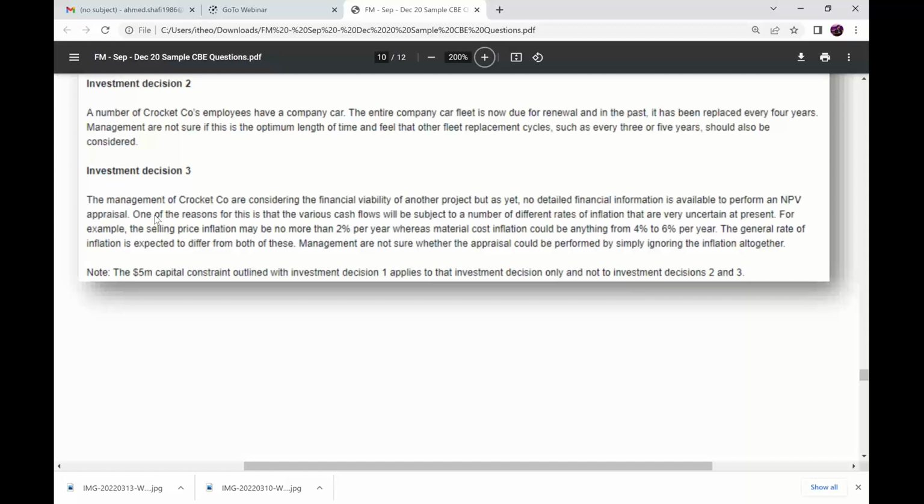Note, the 5 million capital constraint outlined with investment decision 1 applies to that investment decision only and not to investment decision 2 and 3. A very important note. You see that 5 million capital was restricted in investment decision 1. The note states it applies to that investment decision only and not to investment decisions 2 and 3. That means when making any decision regarding investment decision 2 and 3, the 5 million constraint does not need to be considered. Okay, this ends the data.